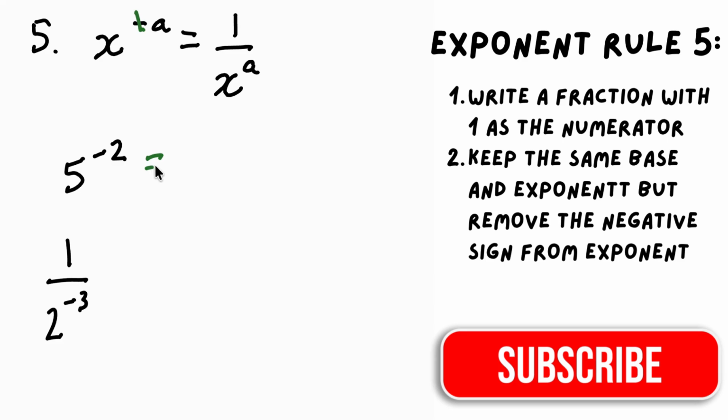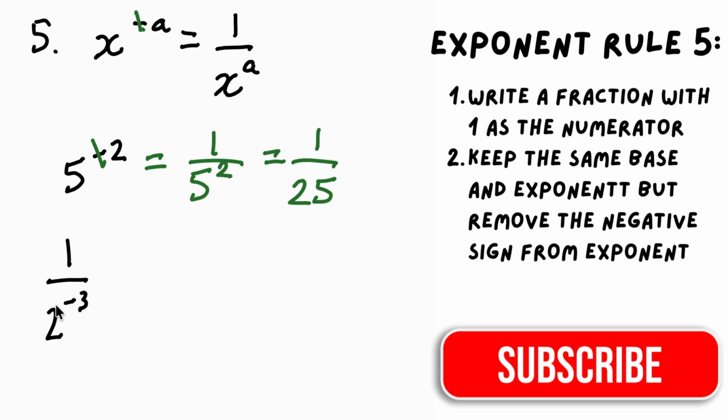So 5 to the power of negative 2. We go 1 over the same base, it's 5. And then we just remove the negative sign and keep the same exponent. 5 squared, which is equal to 1 over 25. Let's look at this next example.